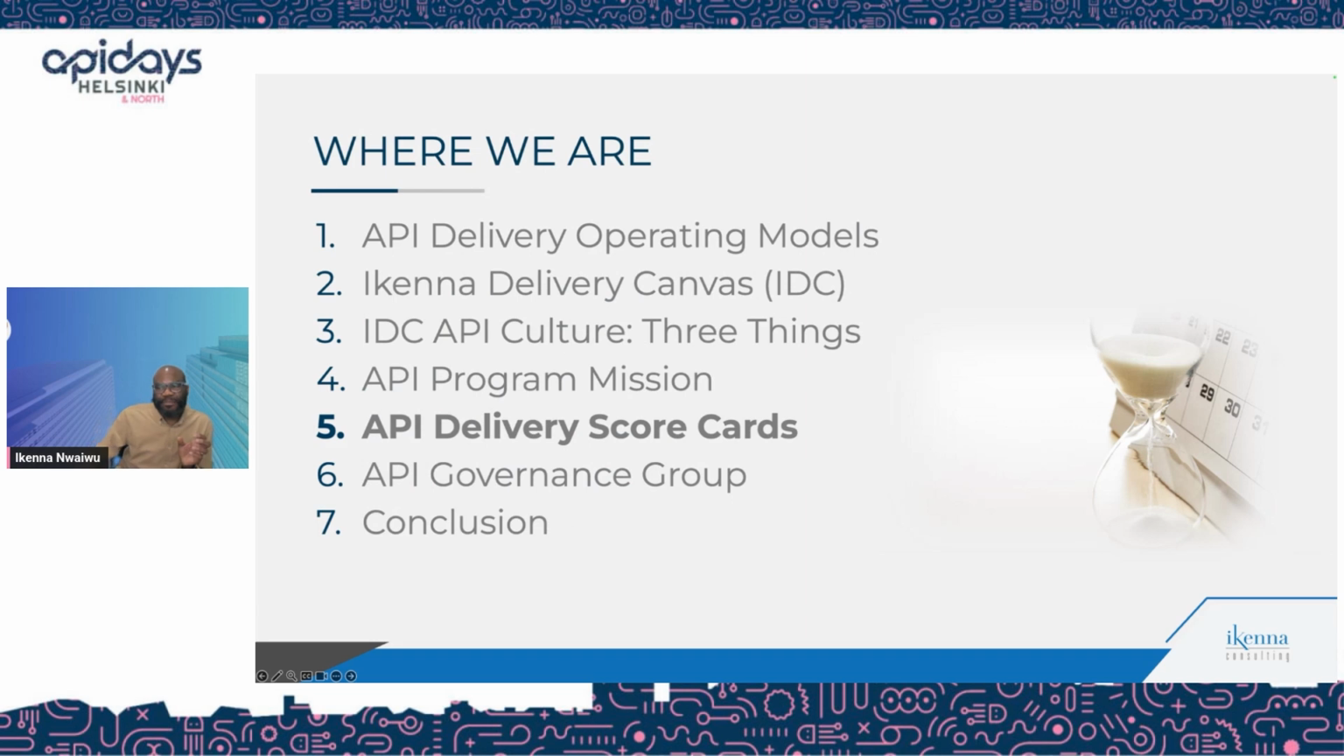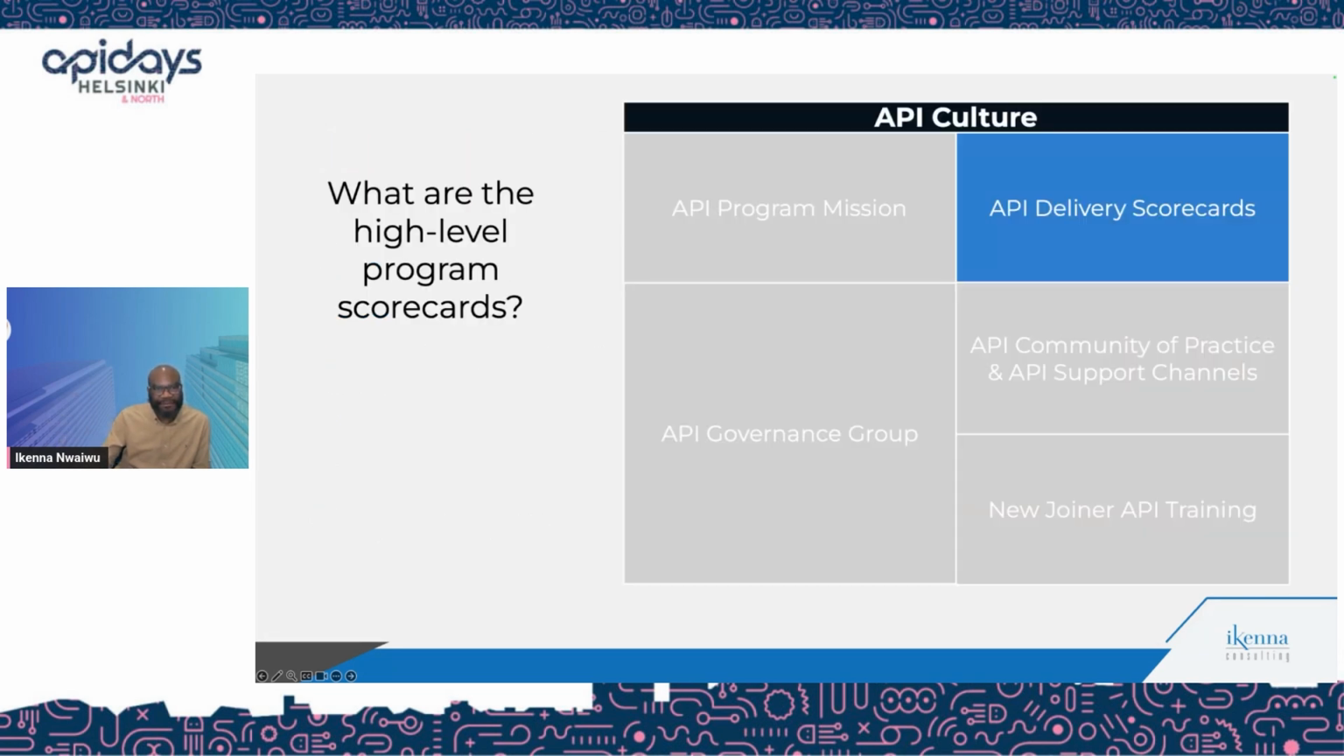So I've talked about the API delivery operating model. I've talked about how the canvas can help visualize that operating model. I've looked at one part of the canvas, which is the API culture box, and I've talked about one thing in that box, which is the API program mission. Now let me talk about the API delivery scorecards.